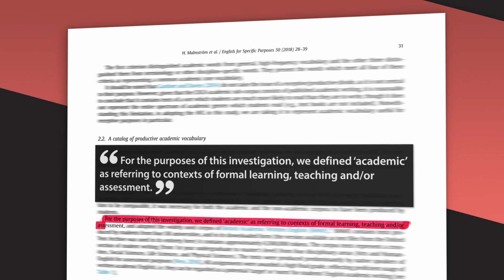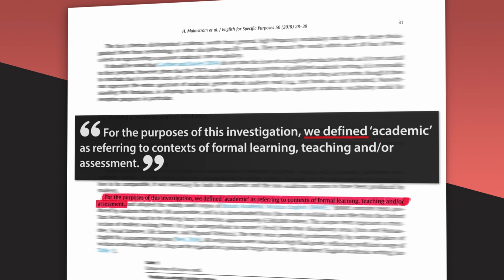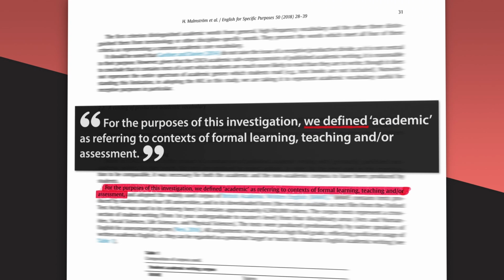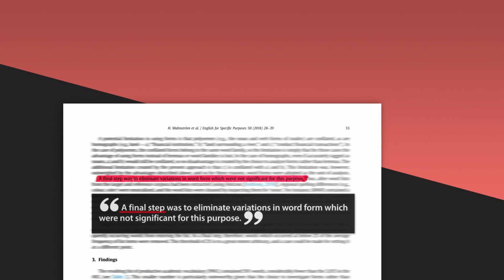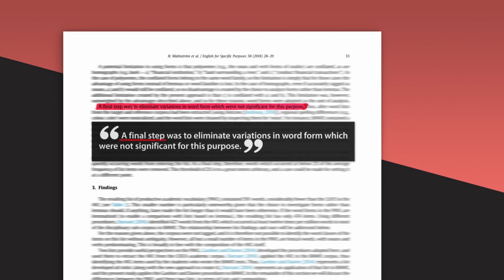Being precise is important, so definitions or clarifications of terminology, like these, are common. For the purposes of this investigation, we defined academic as referring to contexts of formal learning, teaching, and or assessment. And because the methods section describes a process, phrases which put the steps in order are used. For example, a final step was to eliminate variations in word form which were not significant for this purpose.